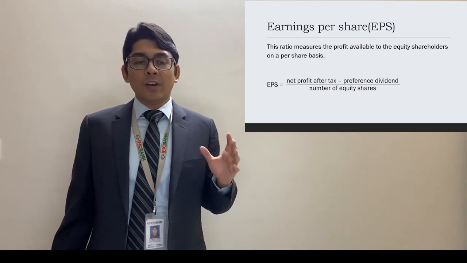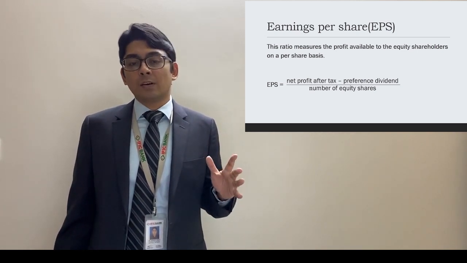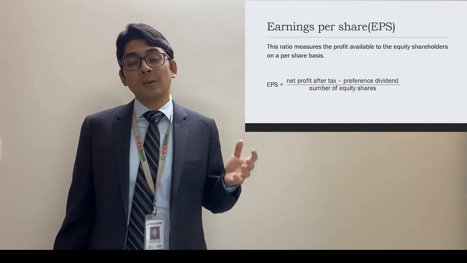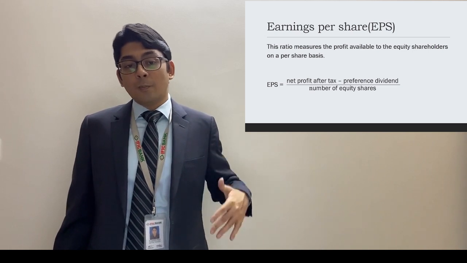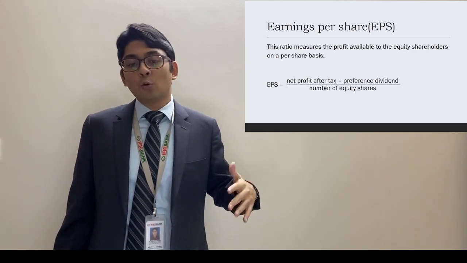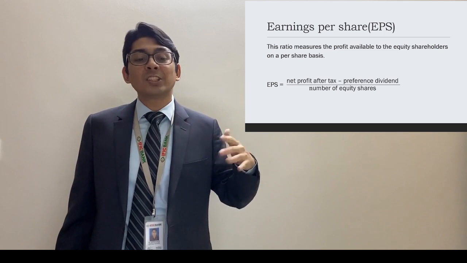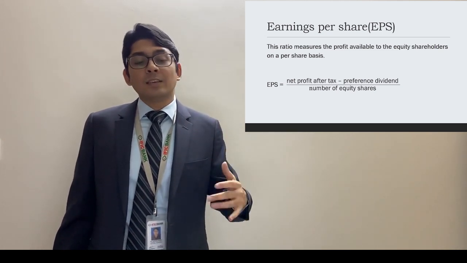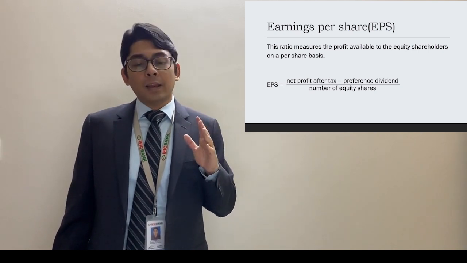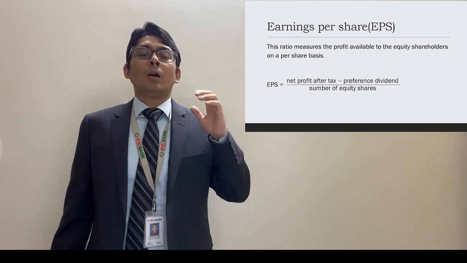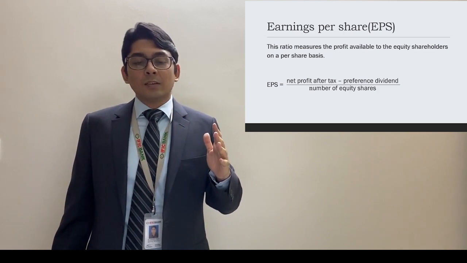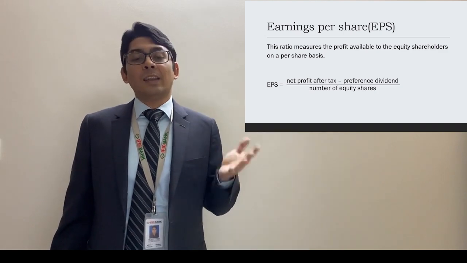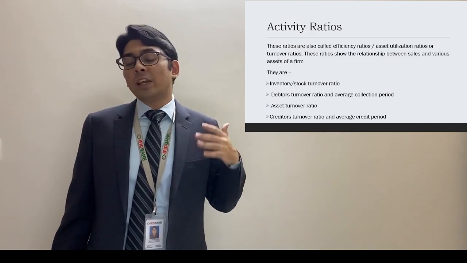From them, very important is earnings per share, or in short form EPS. So what does EPS tell us? EPS measures the profit available to the equity shareholders on a per share basis. So earnings per share is calculated by subtracting preference dividend from net profit after tax and then dividing by the number of equity shares.